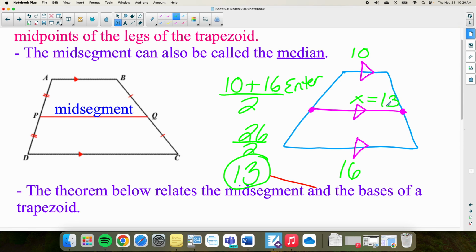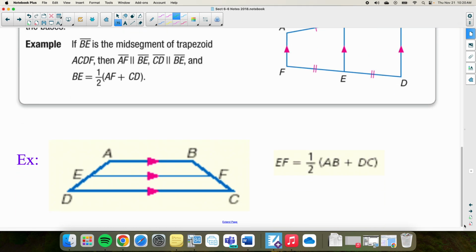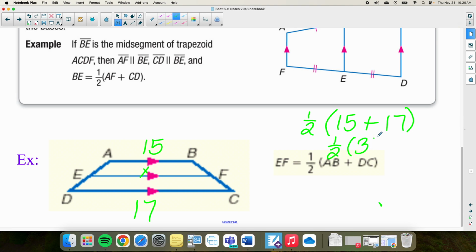So you add the outside two together and hit enter if you're doing it on a calculator, and then either divide by 2 or multiply by a half. Okay? So here again, if this one was 15 and this one was 17 and you had to find that, you would just go half of 15 plus 17, or 15 plus 17 divided by 2. And half of 32 is 16.